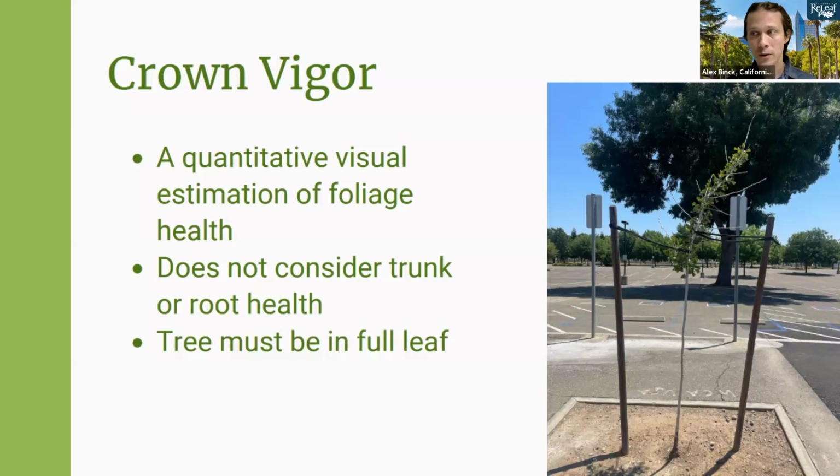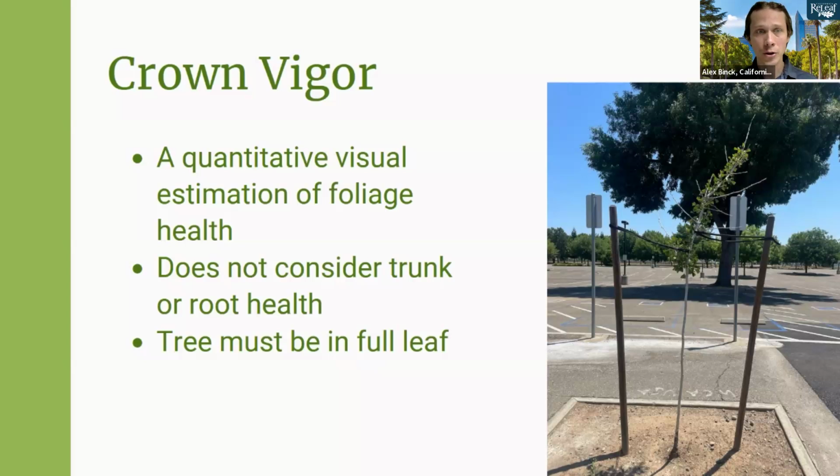The reason why we favor crown vigor over the traditional condition estimation is that a lot of scientific research has shown that tree condition is very subjective, and even very experienced arborists will rate the same tree very differently depending on their personal methodology. So the advantage of crown vigor is that we have a way to quantify it, and we're all going to be doing it the same way, so that it's comparable across different people.